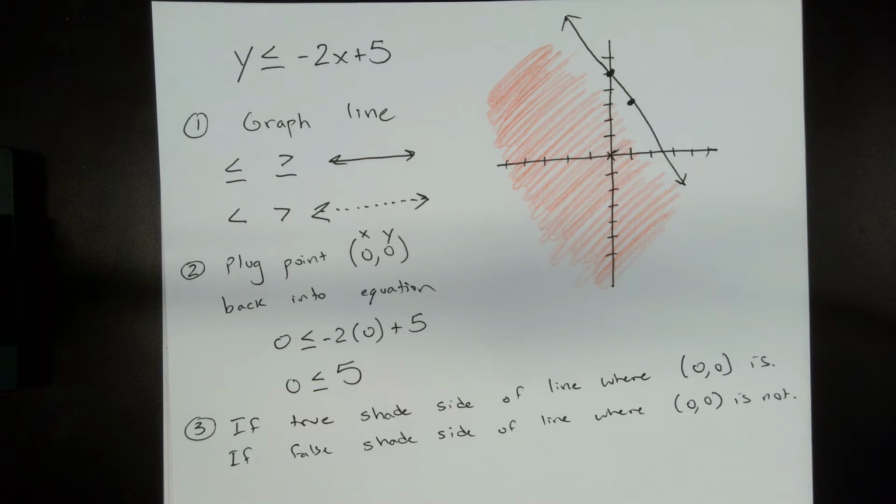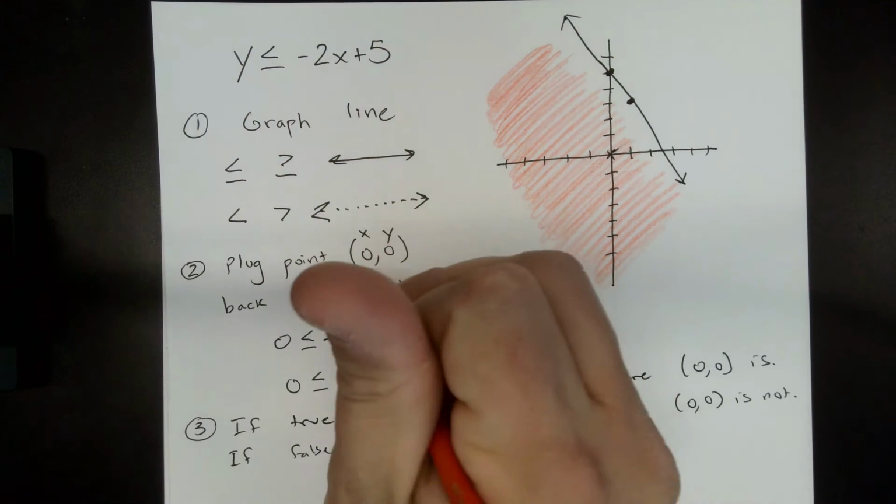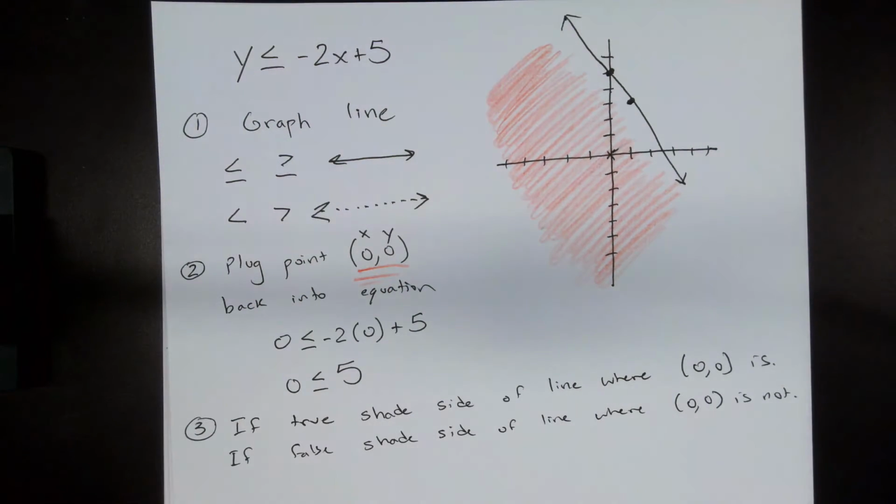Okay, questions so far? What point do we test? We always test 0, 0. Okay? Now, why do you think I want to test 0, 0? So that you're not testing 1, 1. Yeah, so 0, 0 is easiest.